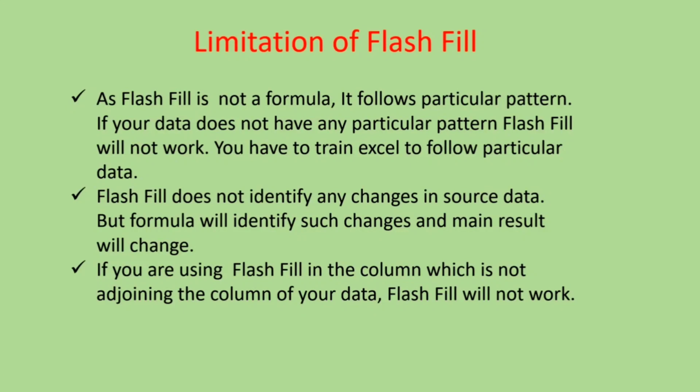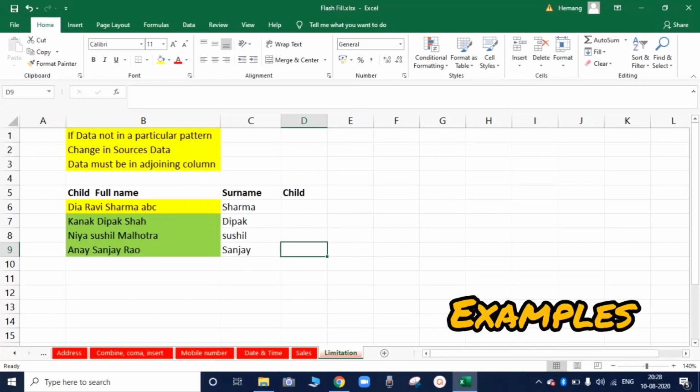There are some limitations of flash fill also. As flash fill is not a formula, it follows a particular pattern. If your data does not have any particular pattern, flash fill will not work. You have to train Excel to follow particular data. Flash fill does not identify any changes in the source data, but a formula will definitely identify such changes and the main result will change. If you are using flash fill in a column which is not adjoining the column of your data, flash fill will not work. So with some examples, I will show you how flash fill works with some limitations.